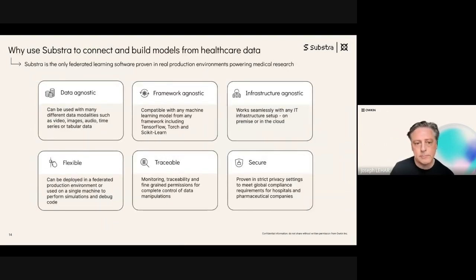Why we think it's a particularly helpful way to address healthcare data is that fundamentally it has these major qualities. It's data agnostic. You can use this on a variety of different data modalities. It's framework agnostic. You can work with any kind of analytics technology that you'd like to apply. It's agnostic to infrastructure. It can be widely used in a flexible manner. We've built it from the ground up to be traceable, so any data point can be traced back to its origins. And fundamentally, it's secure. The individual information from a patient can be protected, or the proprietary information from a company can be protected.